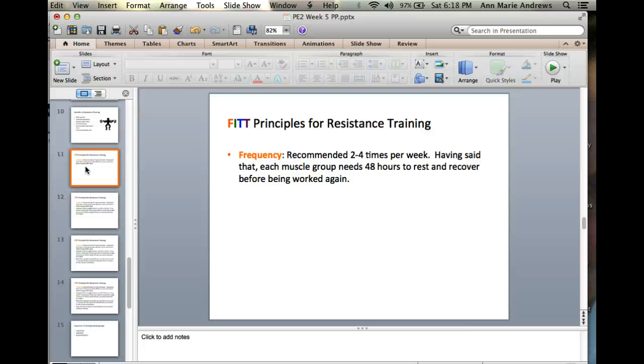Now you can go in and do upper body one day, lower body the next, upper body the next day, lower body the next, because you're giving them that 48-hour period to recover.